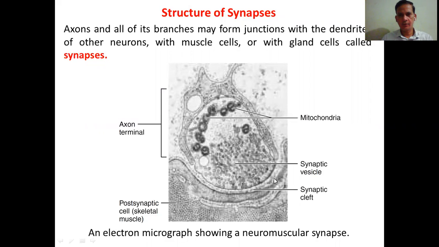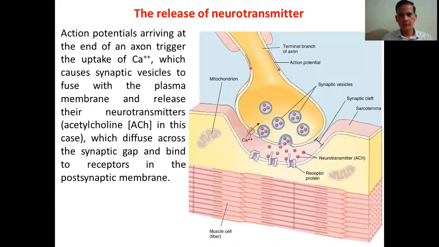So this is known as the synaptic cleft, and in this axon terminal, there are a lot of vesicles present, which are known as the synaptic vesicles. And of course, this is what we call the mitochondria. Now let's have a look at the pictorial depiction of what we saw as the electron micrograph.